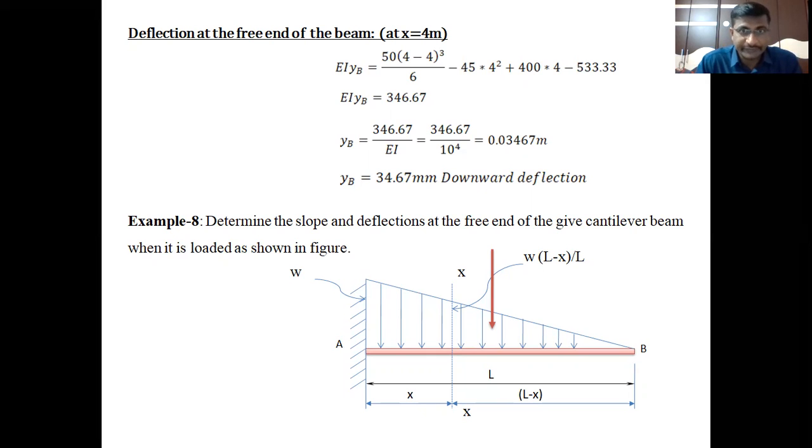In yesterday's class, we introduced the Macaulay method: how to integrate the curvature equation according to the Macaulay method. We know that while integrating, the whole bracket term is assumed as a single term, and the constants of integration are applicable for the whole section of the beam.